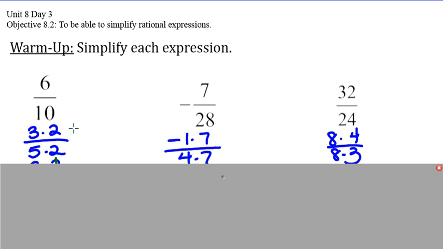So again, we're talking about looking at the factors of where the values came from, hoping that they have something in common we could divide out. So in our first problem, we could divide out the 2's, so we'd be left with 3/5. Our second problem, we could divide out the 7's, so we'd be left with -1/4. In our third, we could divide out the 8's, and we'd be left with 4/3.